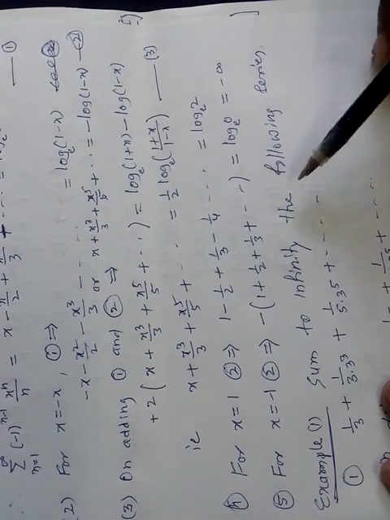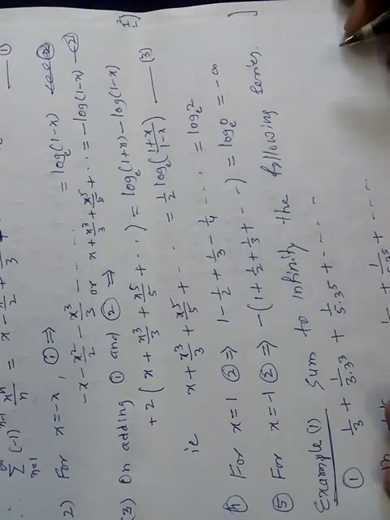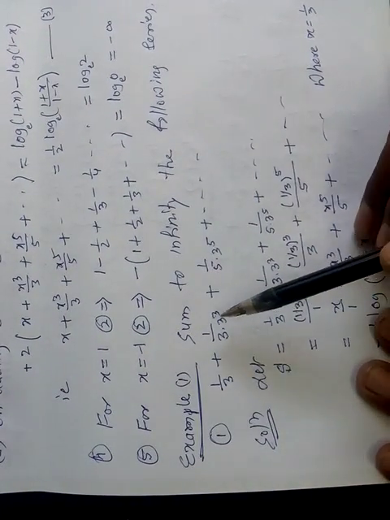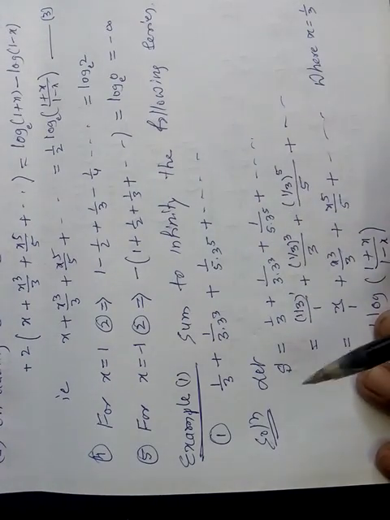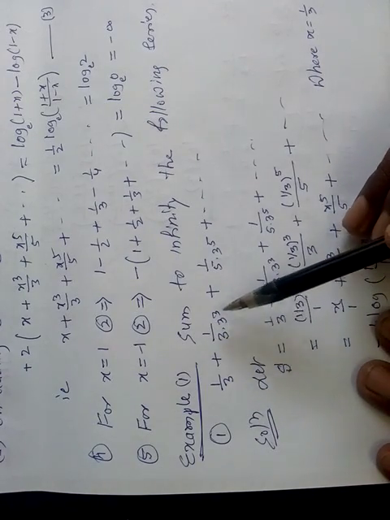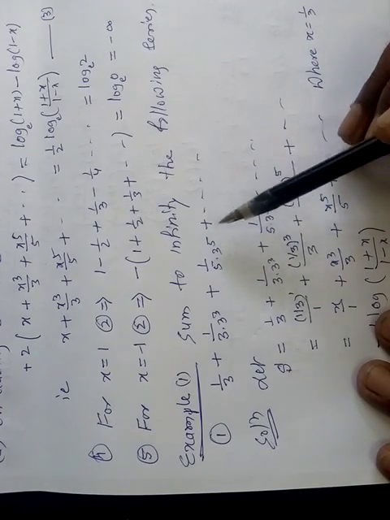Now I will discuss some examples using these summation series. Now take one example, sum to infinity the following series. First one is 1 by 3 plus 1 by 3 into 3 cube plus 1 by 5 into 5 cube plus dash dash.